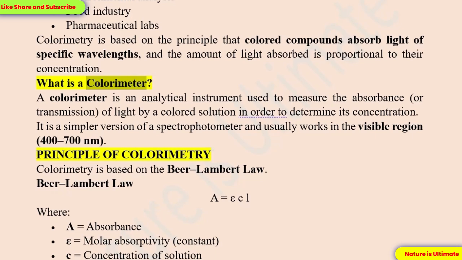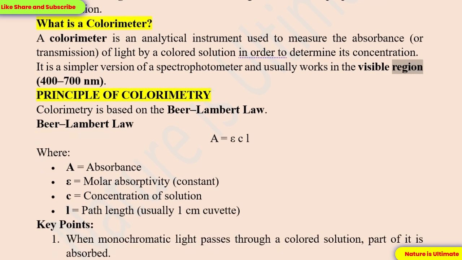What is a colorimeter? A colorimeter is an analytical instrument used to measure the absorbance, or transmission, of light by a colored solution in order to determine its concentration. It is a simpler version of a spectrophotometer and usually works in the visible region, 400 to 700 nanometers.